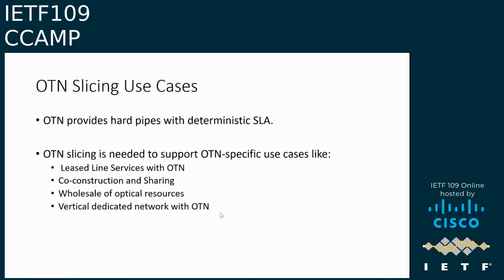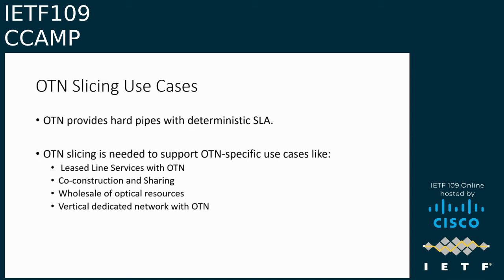So an OTN network can provide hard pipes with qualitative service such as deterministic latency and bandwidth. And here we are looking at providing OTN network resources to support OTN specific use cases. For example, we're talking about supporting leased line services with OTN, in which a customer, typically an over-the-top provider, leases one or multiple point-to-point OTN connections to connect its data centers across the network.